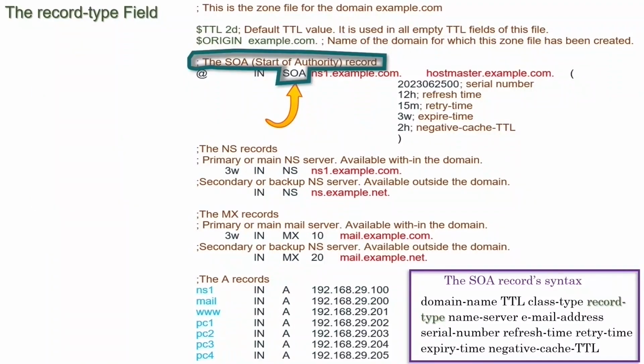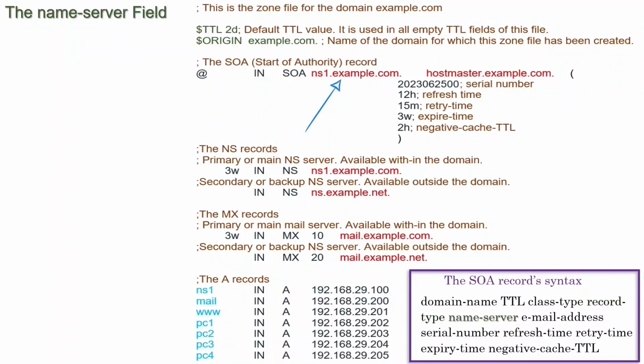This field defines the type of record. This field defines the authorized name server for this domain. It only defines the authorized name server for the domain. It does not map an IP address with it. To map an IP address with the authorized name server, we also need to create a host record for it.